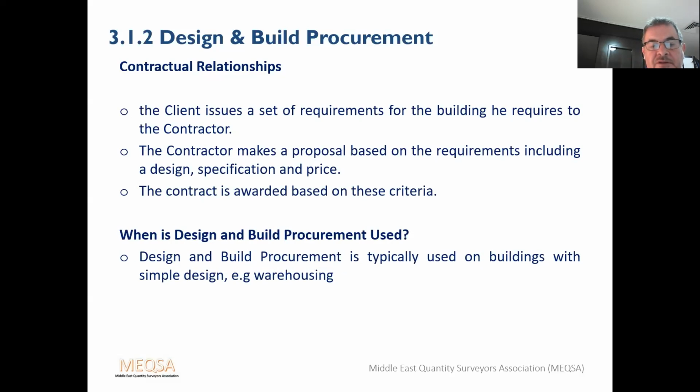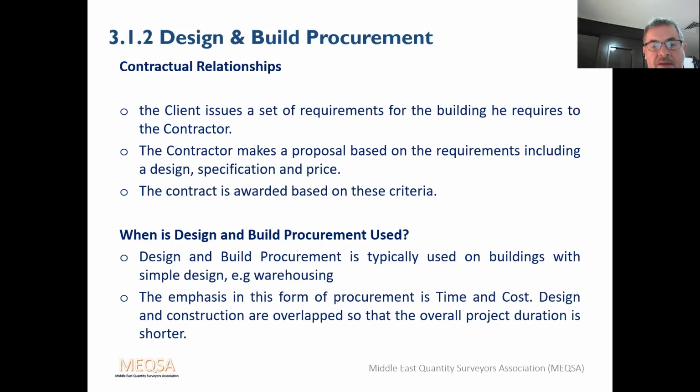A D&B is usually used on buildings with simple design like warehousing or some repetitive housing. It's something that doesn't have to be a high level of specification, that is reasonably simple to design and build. The emphasis in this form of procurement is the time and the cost. Design and construction are overlapped, so the overall project duration is shorter.